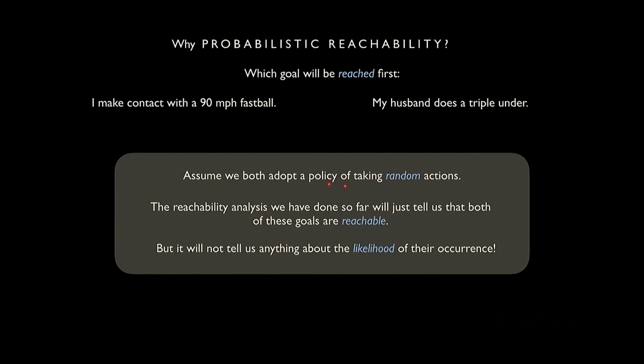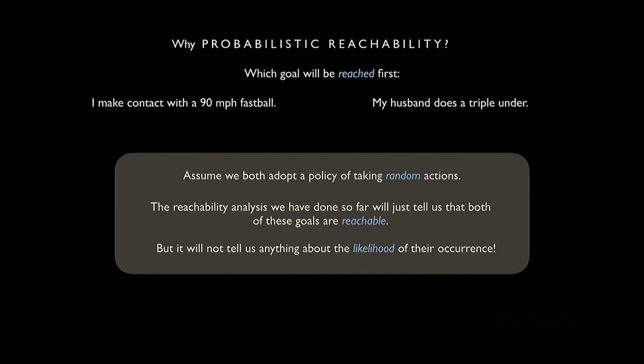Okay, so let's just hypothetically say that we both adopt a policy of taking random actions. So I'm just randomly swinging the bat and he is just randomly turning the rope, and we'll see what happens. And so a reachability analysis, like everything we've done so far, would just tell us that both these goals are reachable. So I think randomly at some point he might accidentally do a triple under, maybe I'll accidentally hit a 90-mile-per-hour fastball. But if you ask me, the probability that I accidentally hit a 90-mile-per-hour fastball is much higher than the probability that he accidentally does a triple under. Right? I think the bat is going to hit the ball at some point. I don't know. Those of you who play baseball, maybe you can correct me.